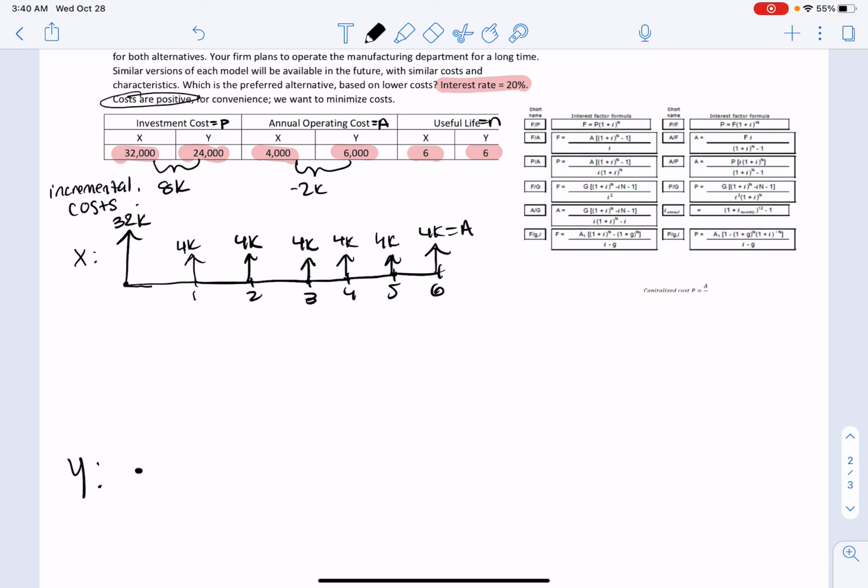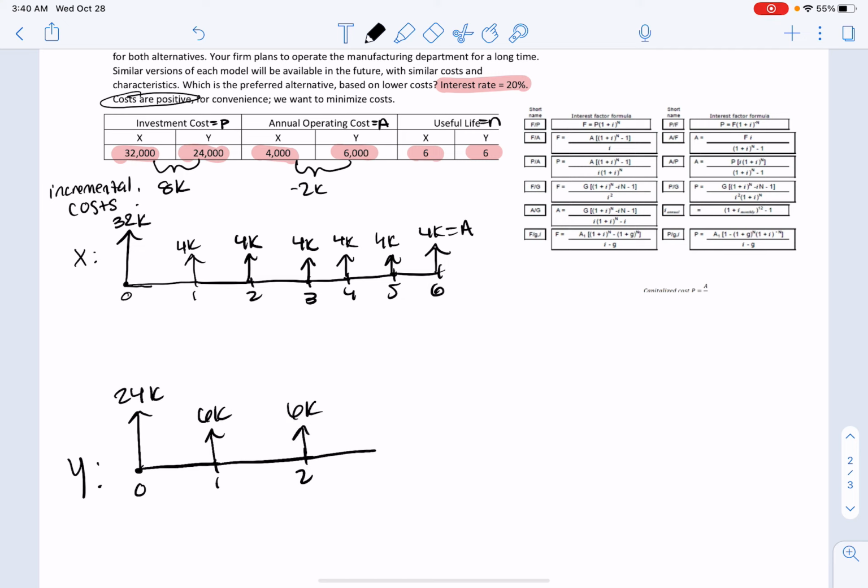Our useful life is the same. So we are initially paying 24,000, and then for 6 years I pay 6,000 for it. I got a bit generous with my lines. Okay, so we have our annual.